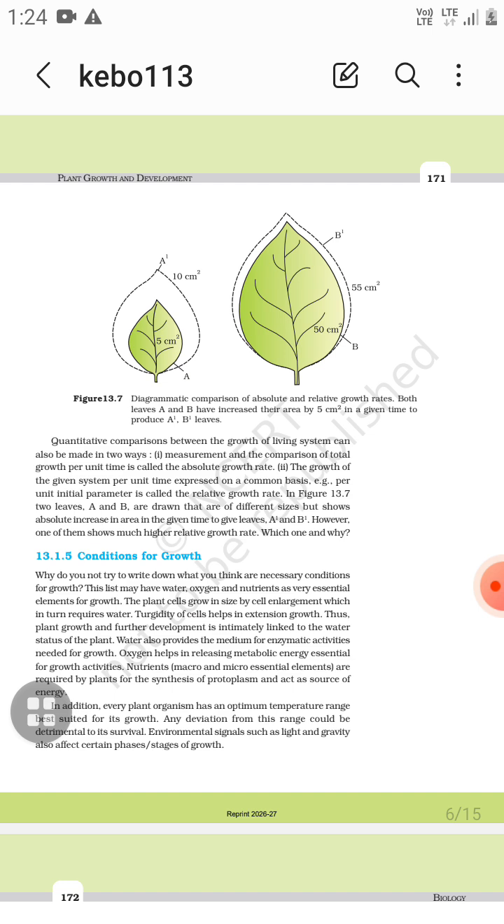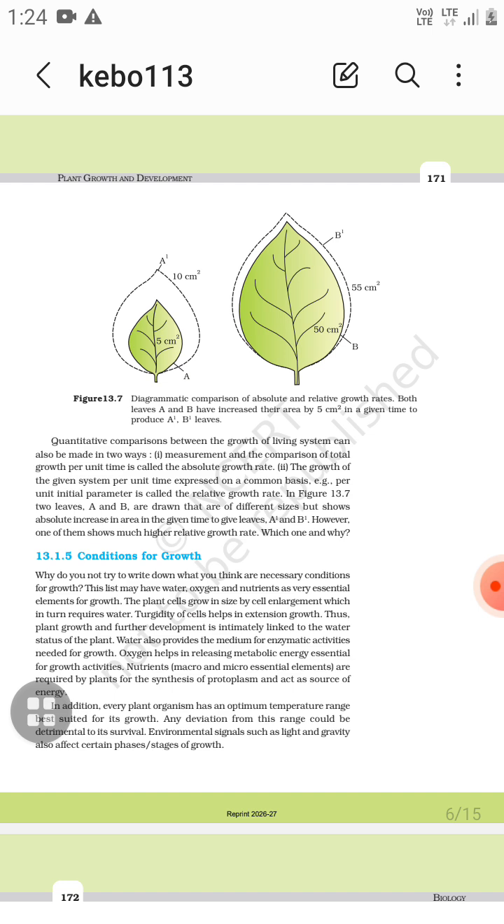Now in the second diagram, as you see, initially it was 50 centimeter square. In the B diagram, see B leaves, it increased their surface area to 55 centimeters square, that is B dash. Now you see the total increase is again 5 centimeters square. So the total increase in a given time period, per unit time, is the absolute growth rate.